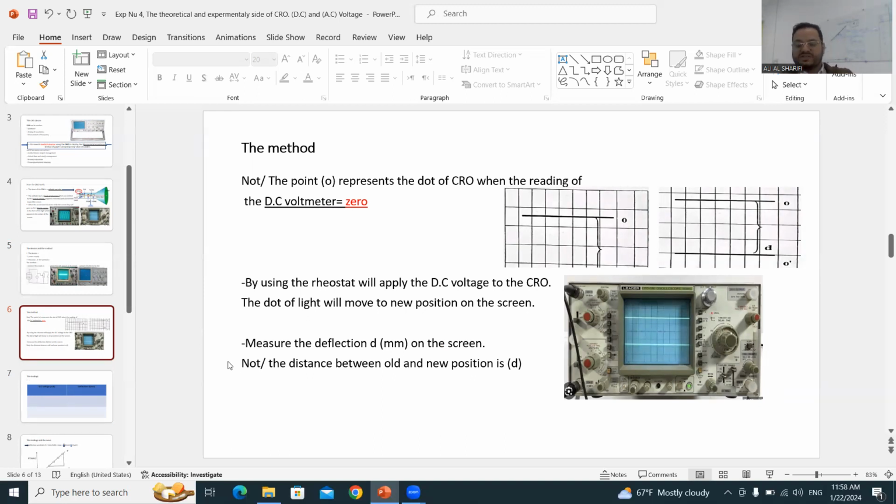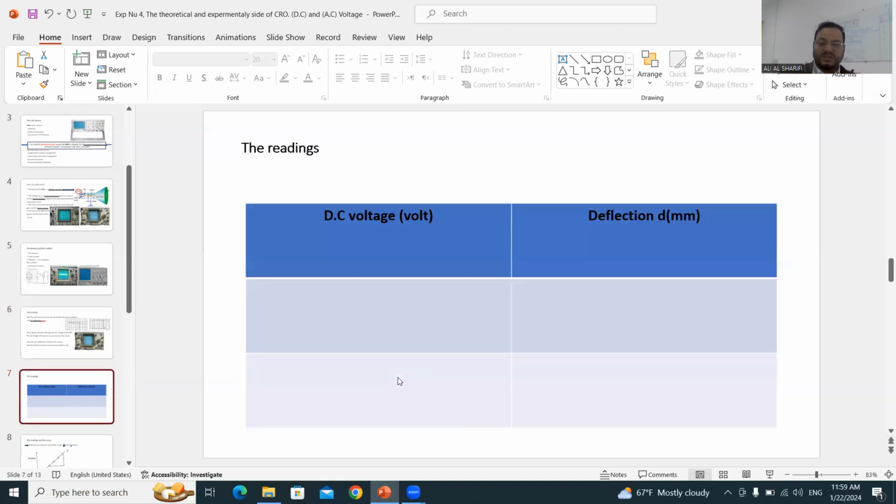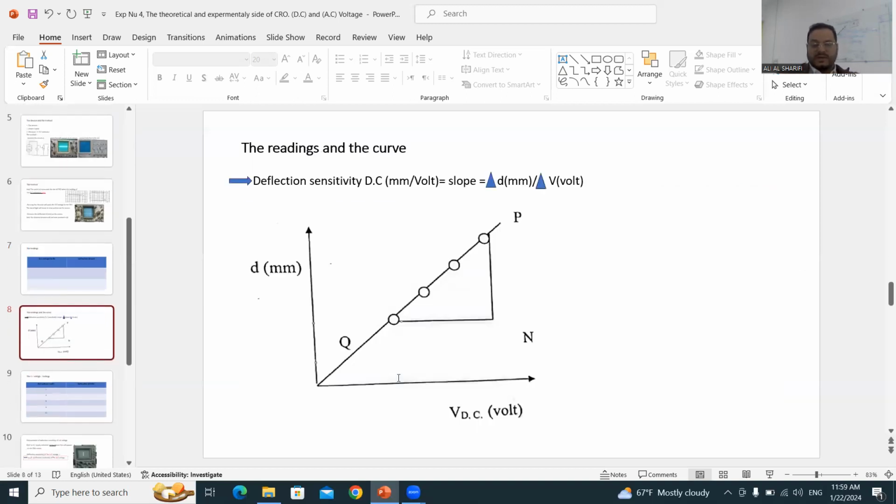Our job is to measure, at first, to increase the rheostat and manage the voltage. I selected it to be 2, 4, 6 until 10 volts. After that, determine the distance for each situation. This is my column. Our curve is expected to be like that.